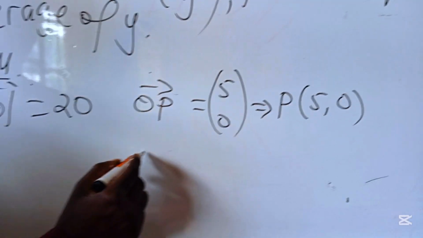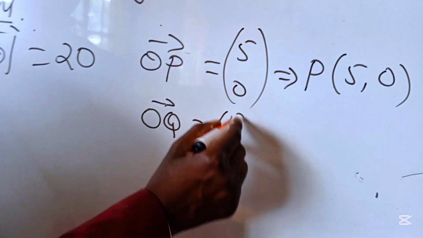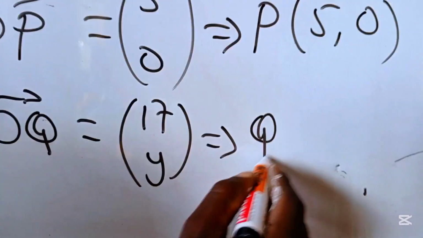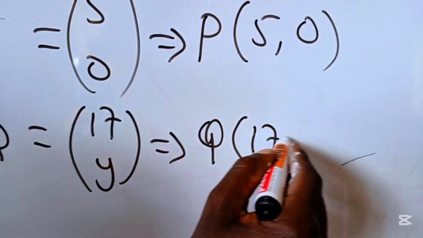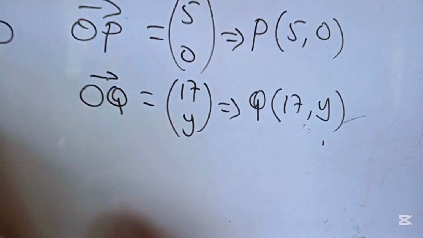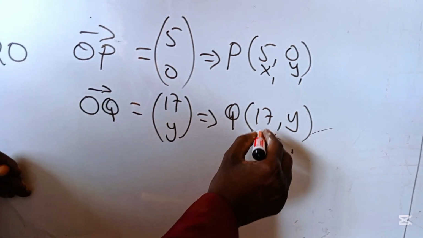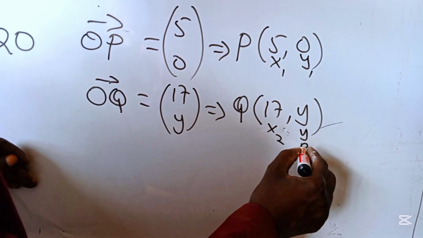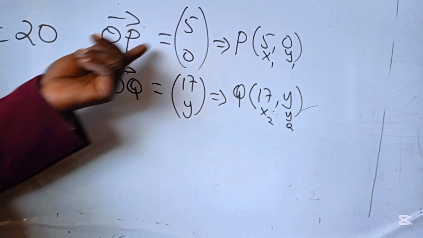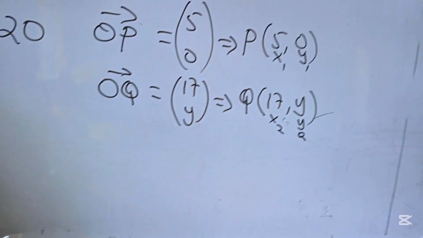I also have to change vector OQ, which is (17, y), to a point Q (17, y). Now I have to name these points as x1, y1, x2, y2. Fellow viewers, I hope you have understood. Are you able to change a column vector into a coordinate? If you are able to do that, that is very beautiful.